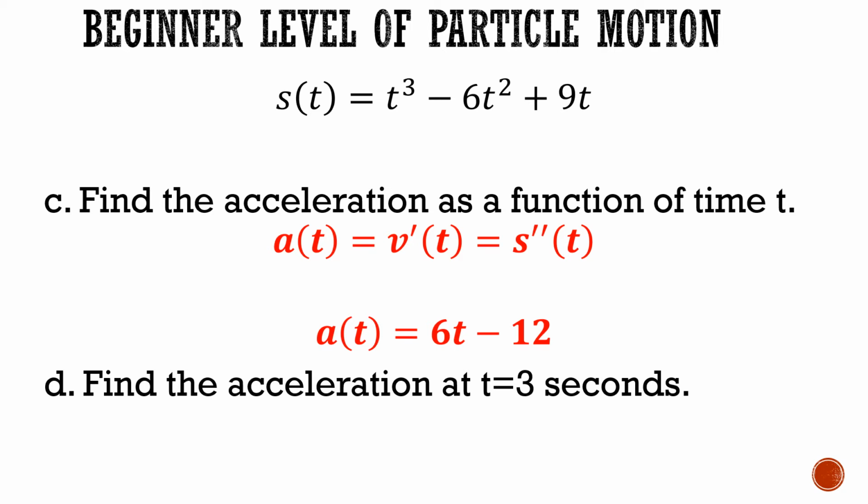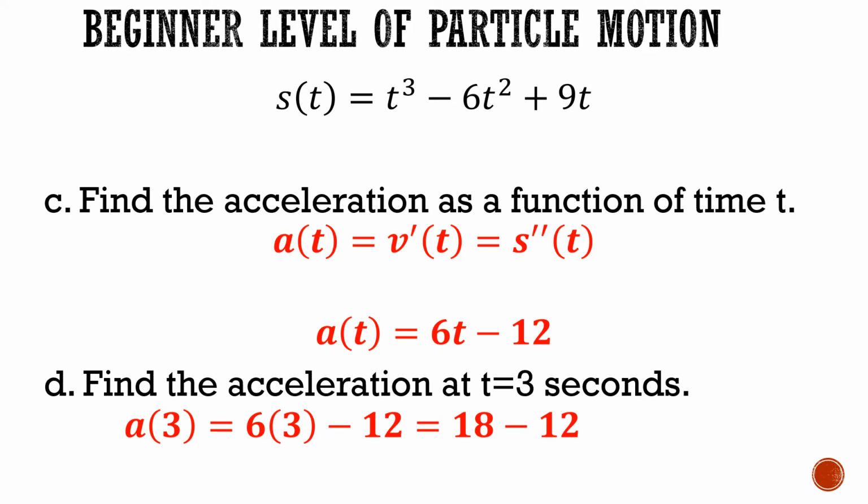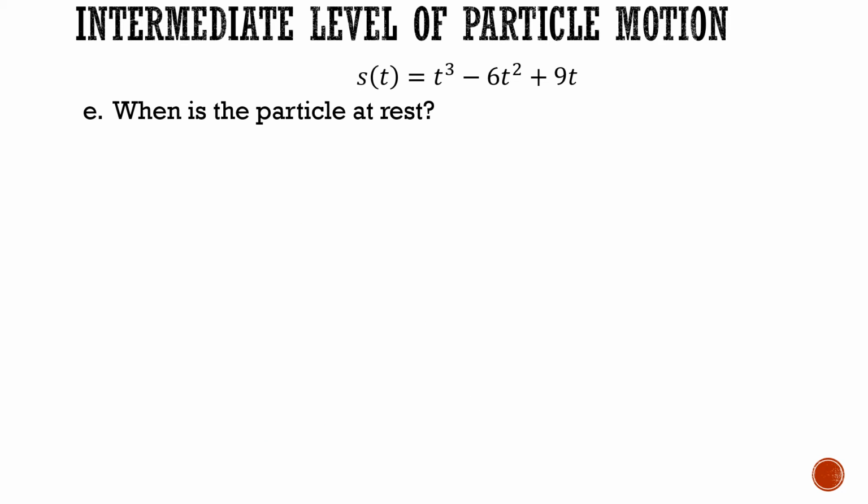6t minus 12. Now, if I need to find the acceleration at t equals 3 seconds, everywhere I see a t in my acceleration formula, I'm putting in 3. So I get 6 times 3 minus 12, which is 18 minus 12, which is 6. And our units for that, again, are meters per second squared. So anytime I'm working with velocity, it is meters per second, versus when I'm doing acceleration, it is meters per second squared. All right, moving to some intermediate level problems.